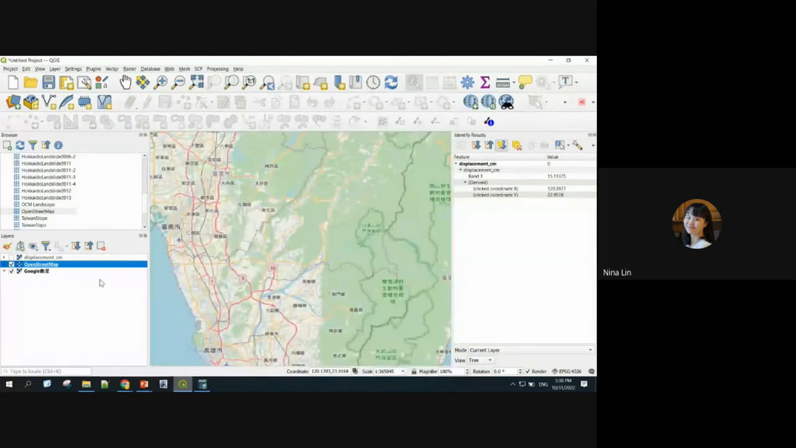So I'm going to skip session 5 for now because it just goes through step by step how you can add the Google satellite and the OpenStreetMap into your QGIS. If you don't know how to do that yet, just follow the steps. And let me see.